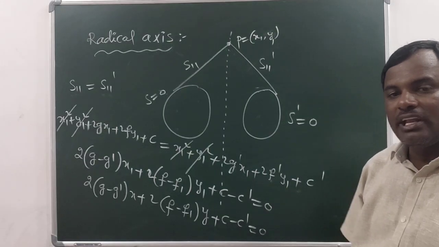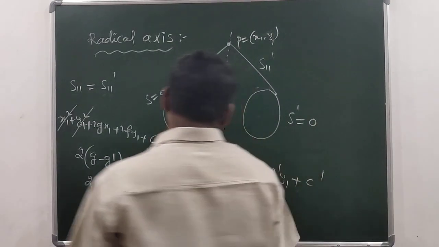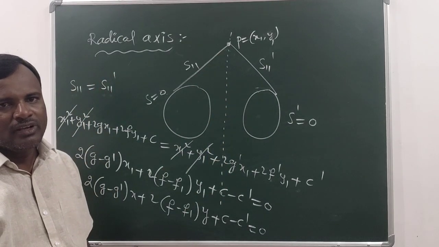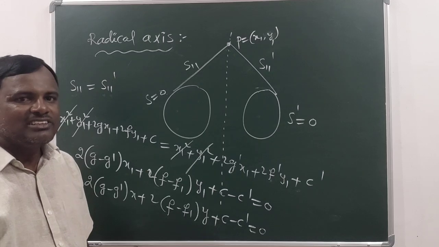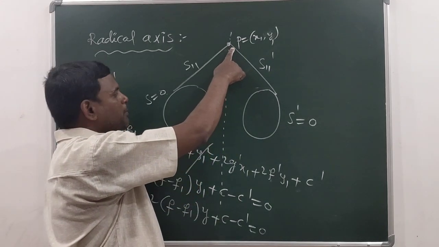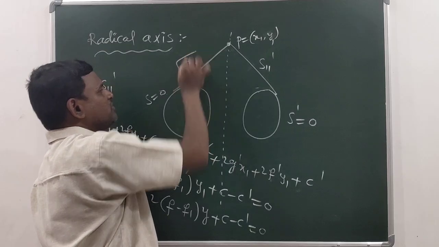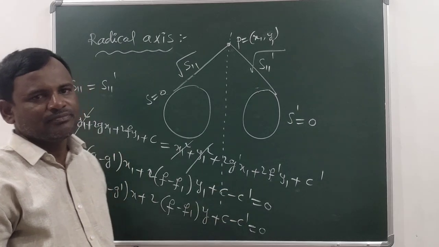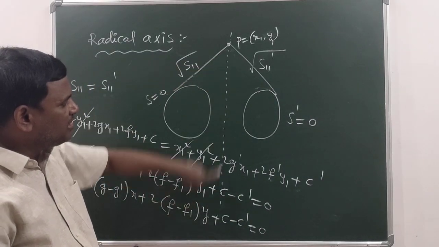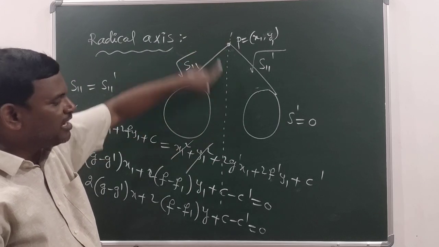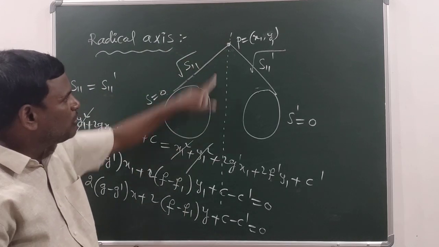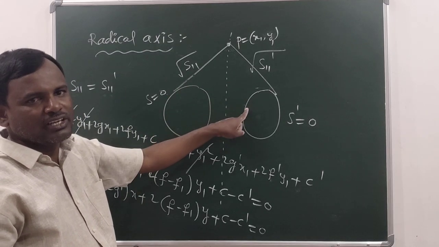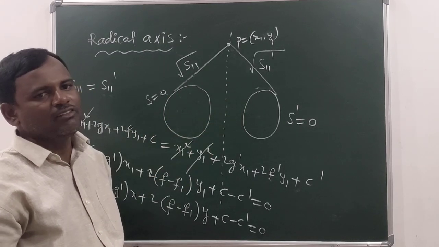And you can define it in one more way. See, this point P is there outside. Now measure the length of tangent from this outside point to these two circles, that is root S11, root S11. So which will be equal in their length. Take this point anywhere on this dotted line. We are saying this dotted line as radical axis. If you take this P anywhere and measure the lengths of tangents to these two circles, whose lengths will be equal?